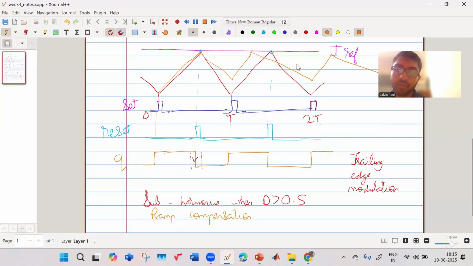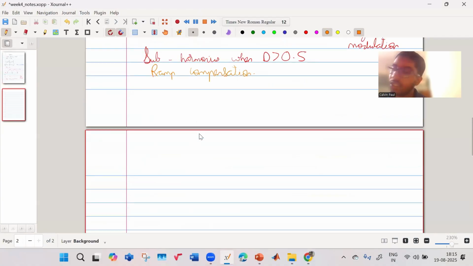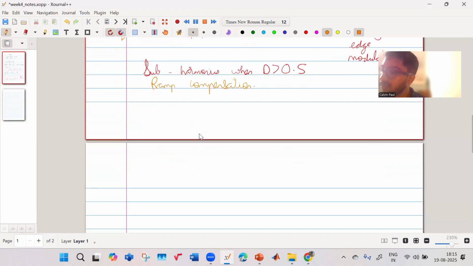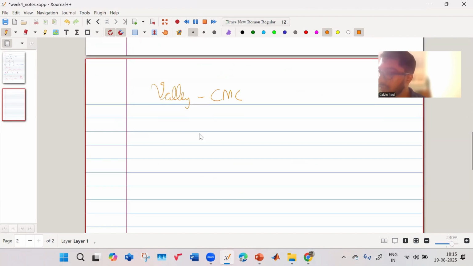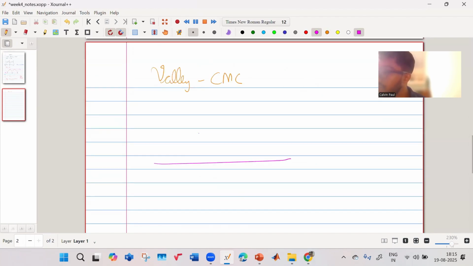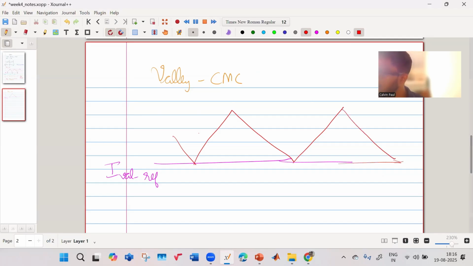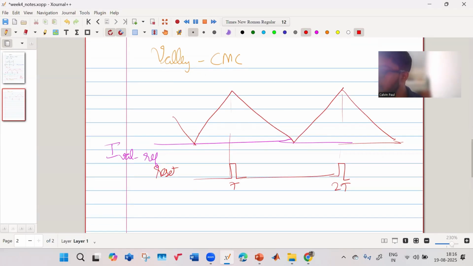So this is for peak current mode control. Similarly, you can have valley current mode control, which is given over here. In this, you have some valley current reference. Your current will hit here, then it will turn on, hit here, then it will turn on. And at periodic intervals, it will turn off. Over here, you will have your reset pulse. Again, over here, you will have a reset pulse. This comes at T, 2T, etc.